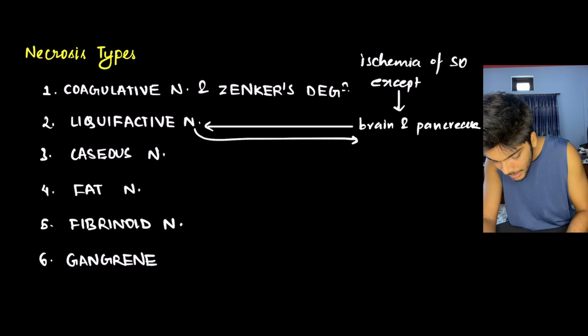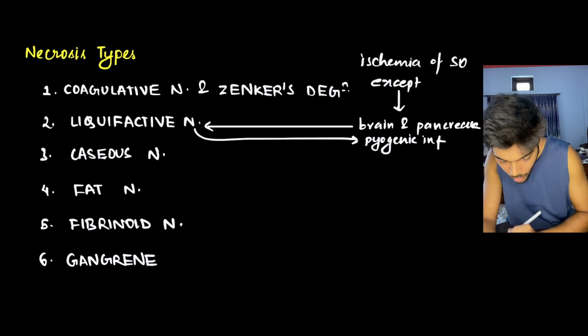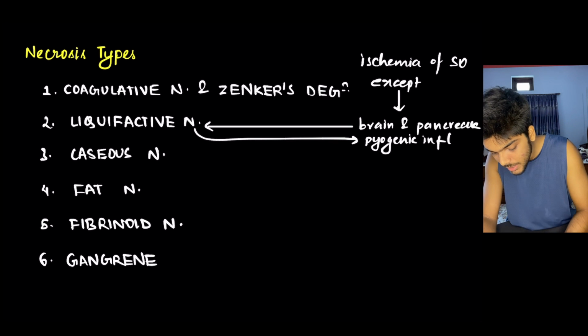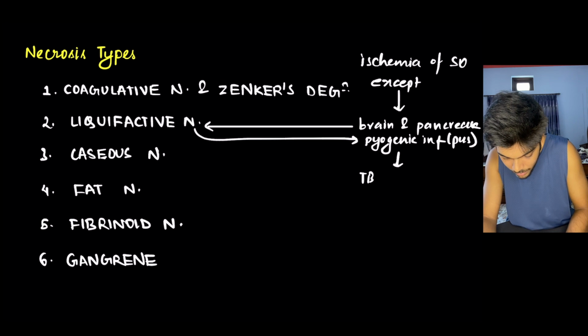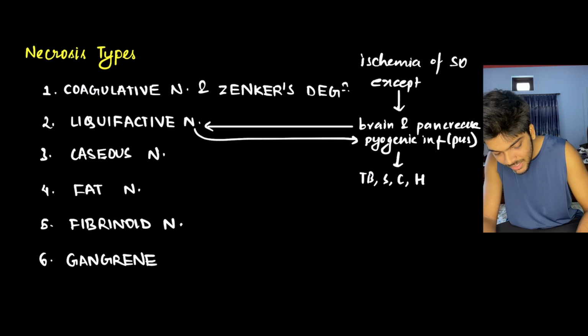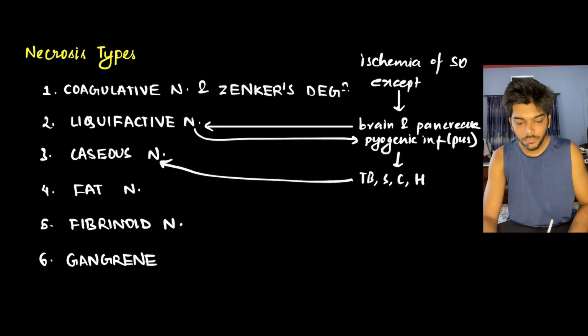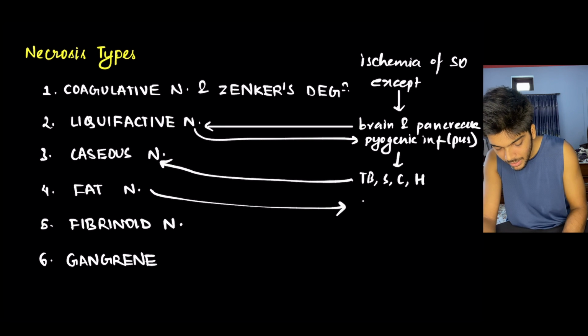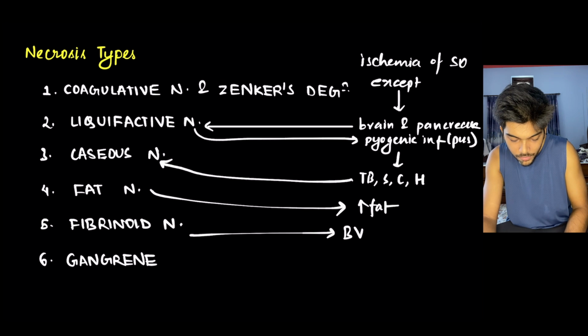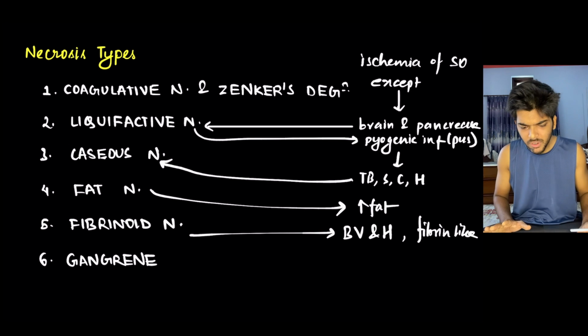Another, pyogenic infection causes liquefactive necrosis in pus, except TB, syphilis, coccidiomycosis, and histoplasmosis. These show caseous necrosis. Fat necrosis is seen in organs with large amount of fat. Fibrinoid necrosis is seen in blood vessel and heart where there is fibrin-like deposition. Boom. Remember this one. Okay?